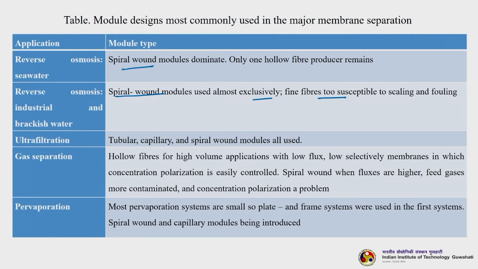For gas separation applications, hollow fibers are used for high volume applications with low flux, low selectivity membranes in which concentration polarization is easily controlled. Spiral wound is used when fluxes are higher, feed gases are contaminated and concentration polarization is a problem. For pervaporation, most systems are small plate and frame systems. Spiral wound and capillary modules are also being introduced nowadays.